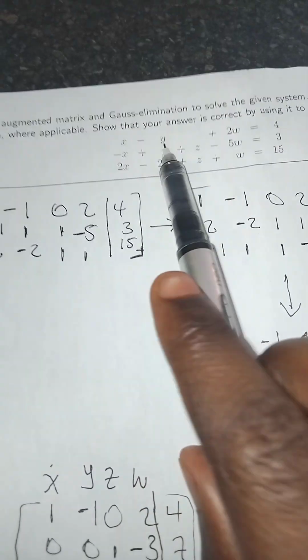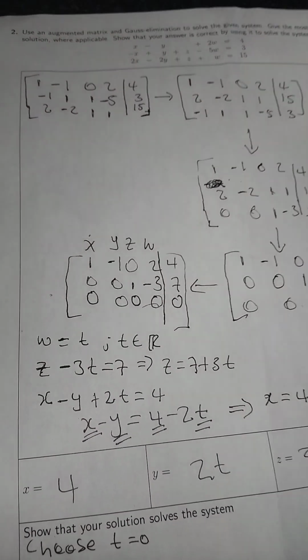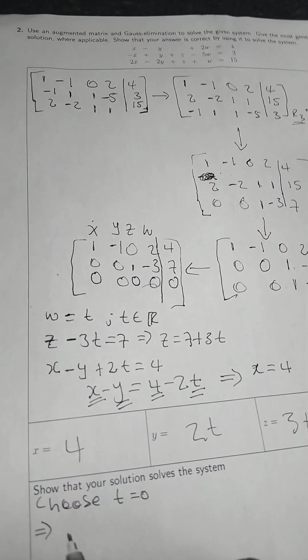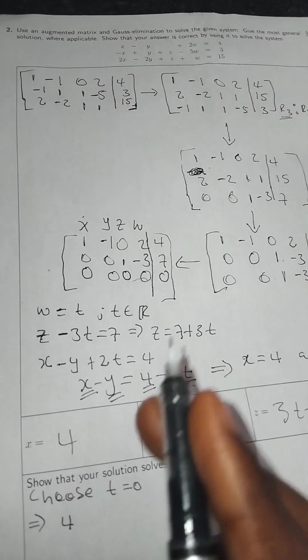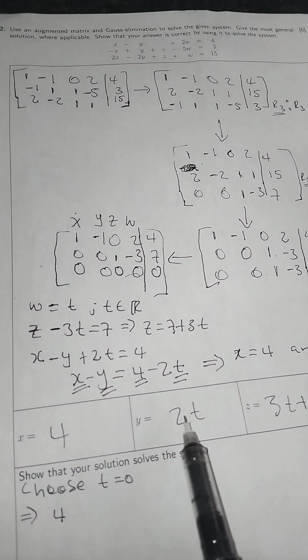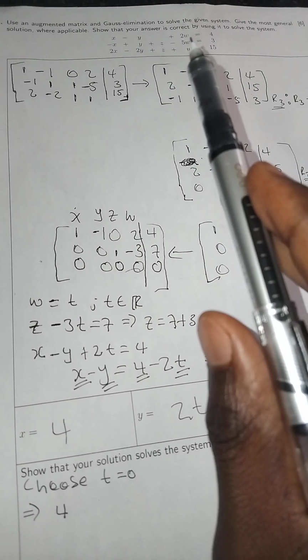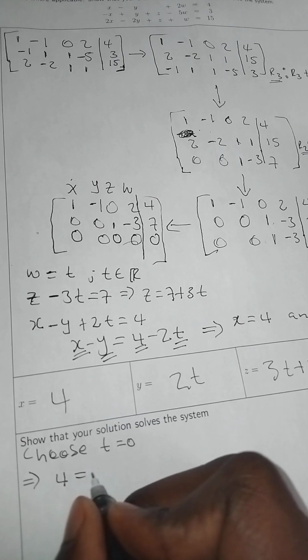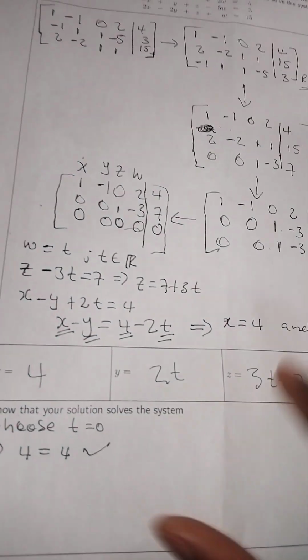It says x minus y plus 2w equals 4. On the first equation, x, we know it's 4, it's not going to change. Then it says minus y, and we chose t to be 0, so y is going to go away. Then plus 2w, and we chose t to be 0. Since w is t, that will also go away. So 4 is equal to 4. So equation 1 is satisfied.